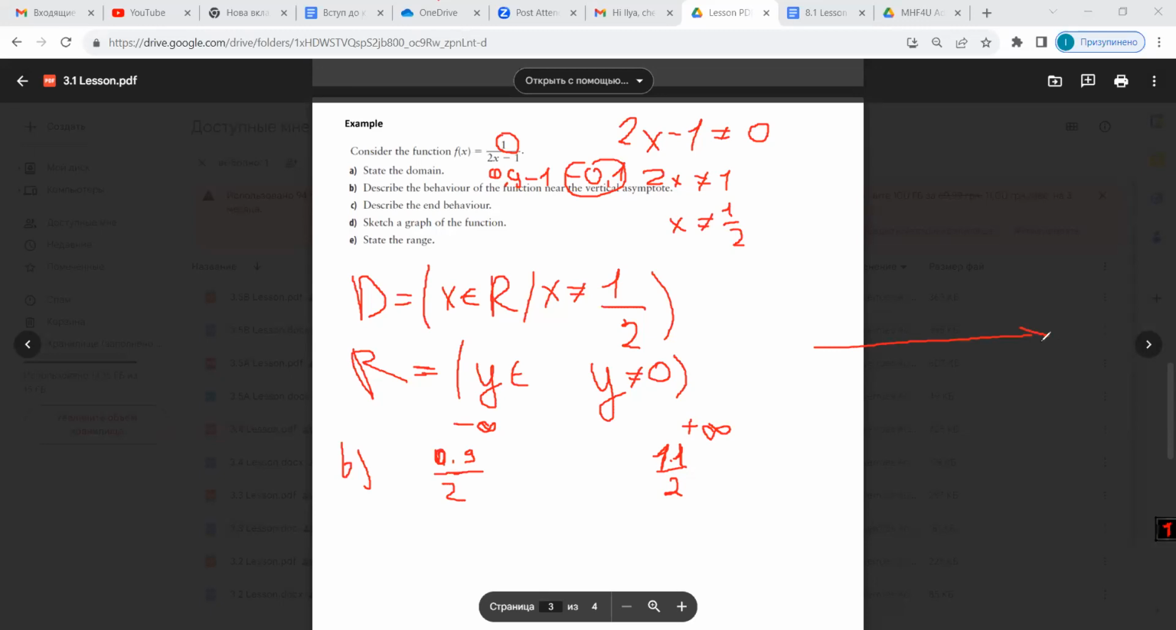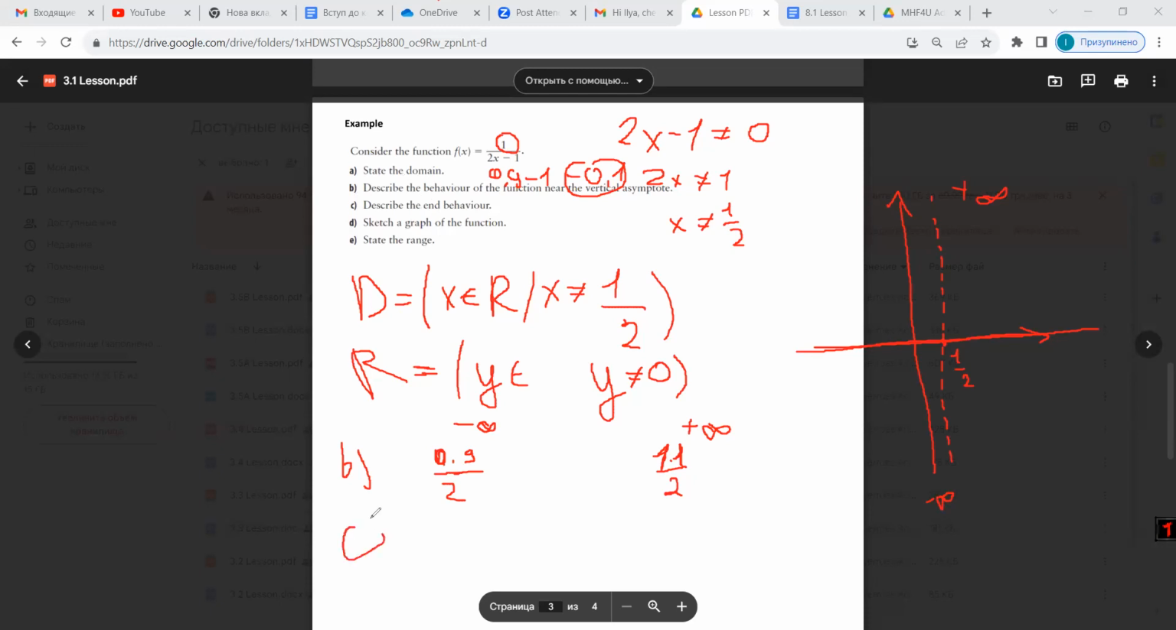If we were to sketch this graph, let's start by giving ourselves some coordinate axes. We know we have a vertical asymptote at 1 over 2. And we have a horizontal asymptote at y equals 0. And we know to the left-hand side, it travels to negative infinity. To the right-hand side from this value, it travels to positive infinity, right?